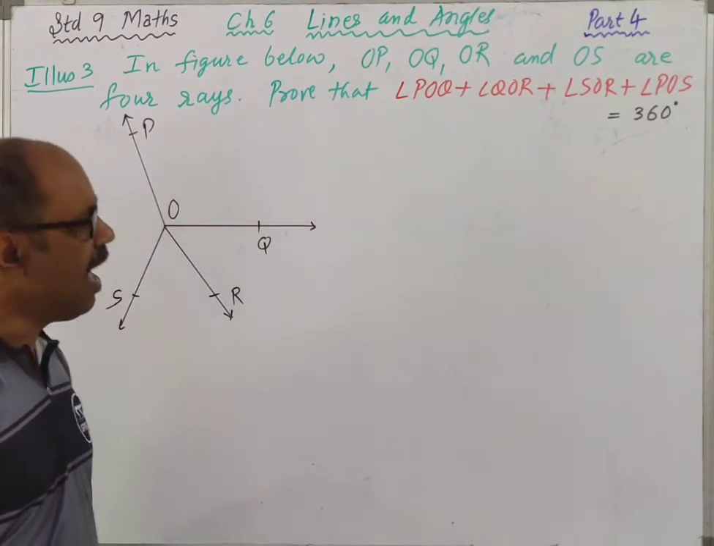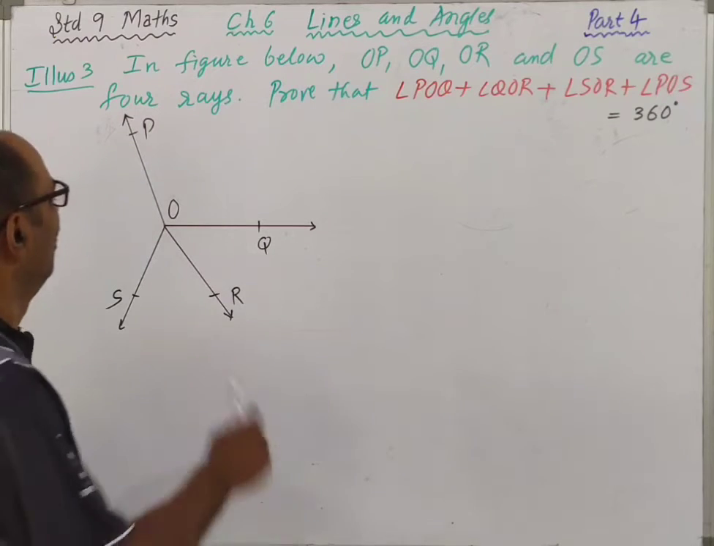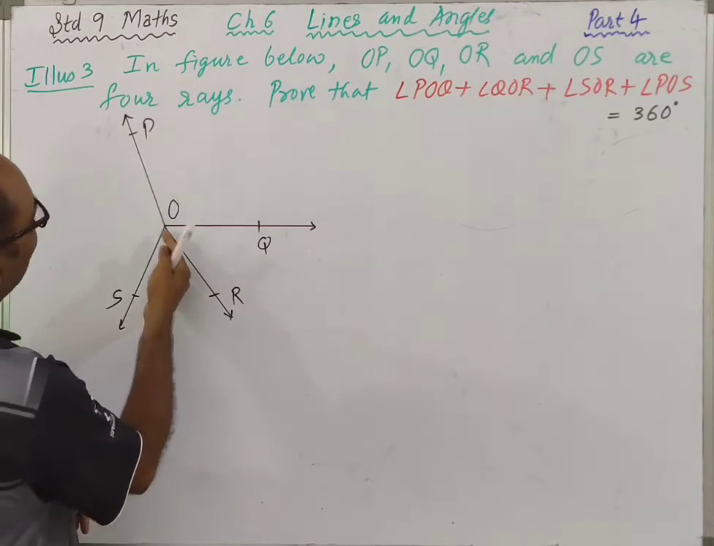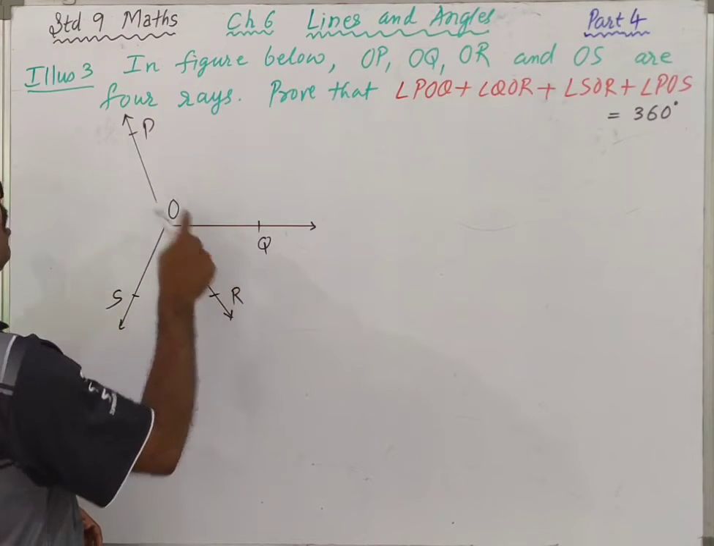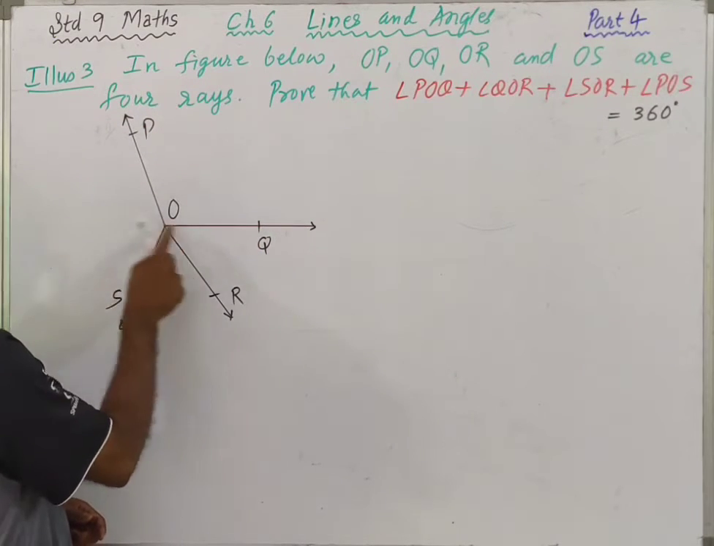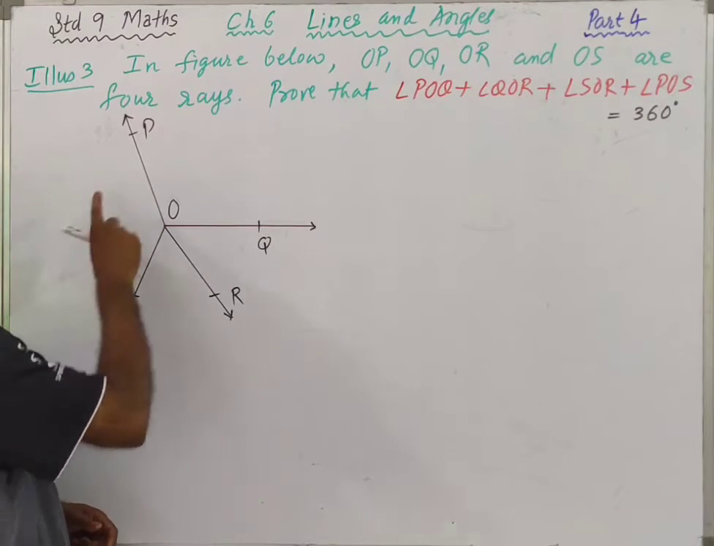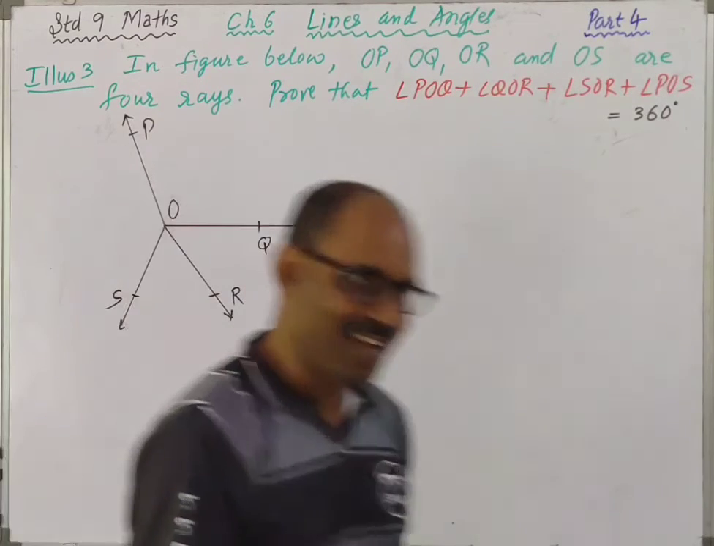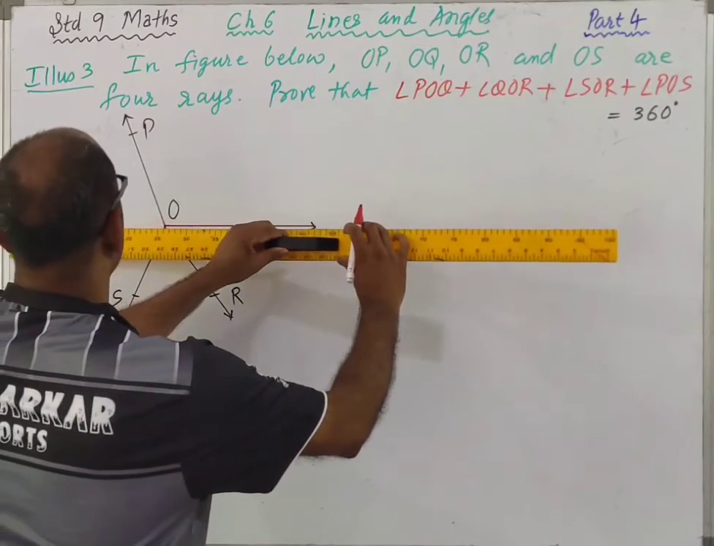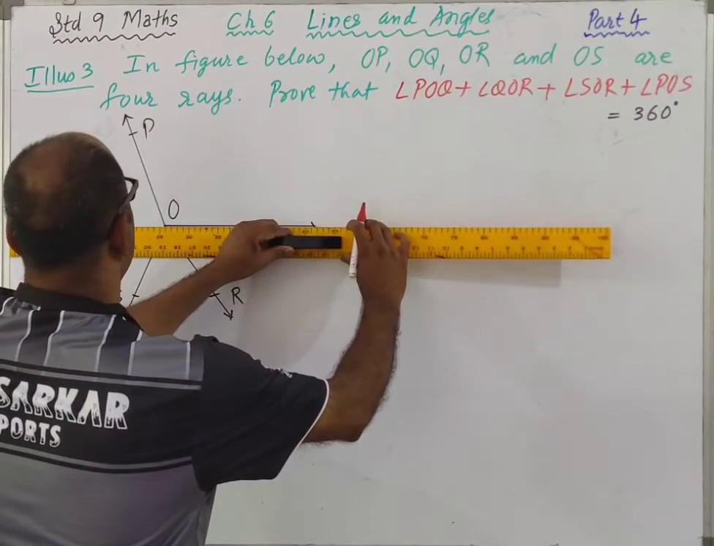Which ray? Any of your choice. If you want OS, a ray opposite to it. If you want OR, a ray opposite to it. If you want OP, a ray opposite to it. If you want OQ, a ray opposite to it. I think OQ will be better because there is a lot of space here. Correct? So let's do that. I'm drawing a ray.